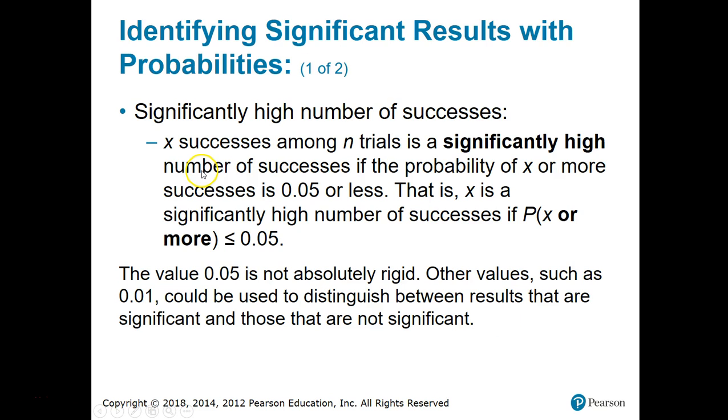All right, and this is telling a significantly high number of successes. Again, not rigid. So why could we have a significantly high number of successes, or why could we have a significantly low number of successes? Well, one thing could simply be that sometimes that happens. It's weird, it's confusing, but sometimes it does happen.